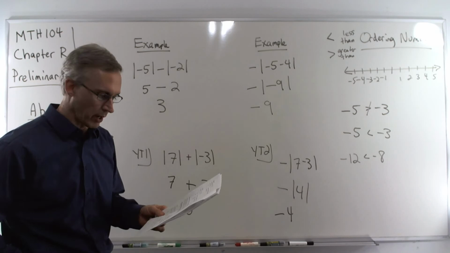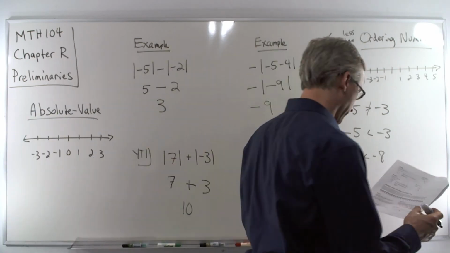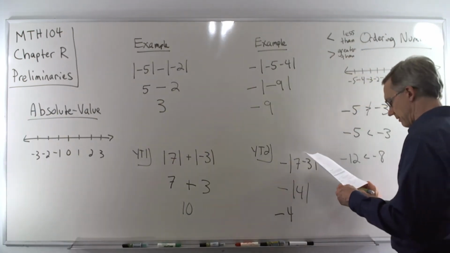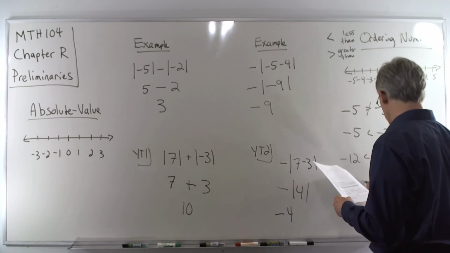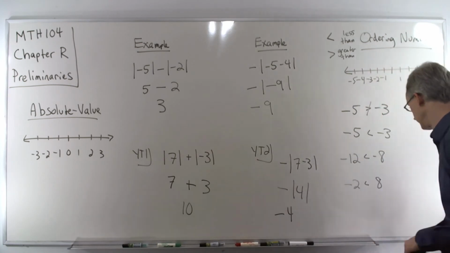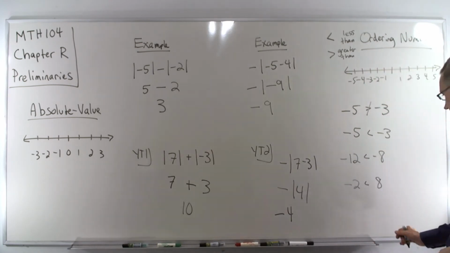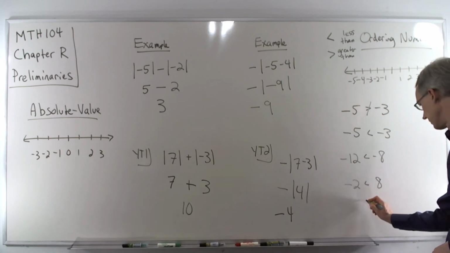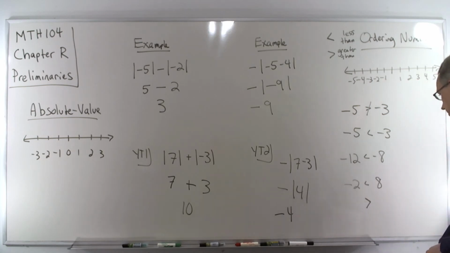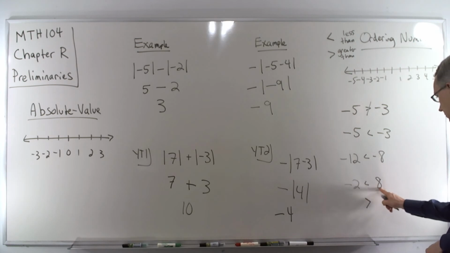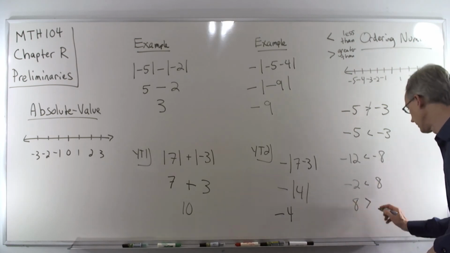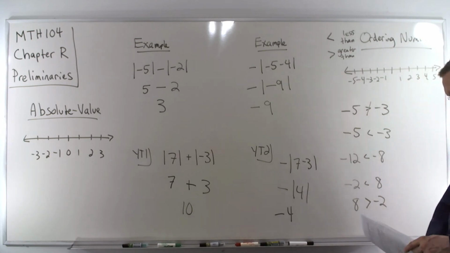All right, now we're going to rewrite a statement using the opposite symbol. So for the next example, we got negative 2 is less than 8. All right, now we're going to rewrite this using the other symbol. So we're going to flip that symbol around, and that means we have to flip the numbers as well. 8 is always going to be on the bigger side of the symbol, so 8 goes to the left over here, and negative 2 to the right.